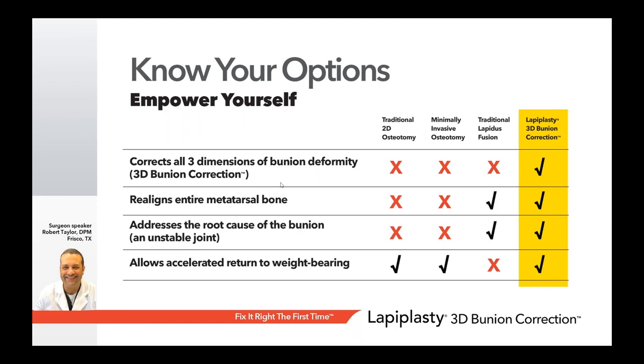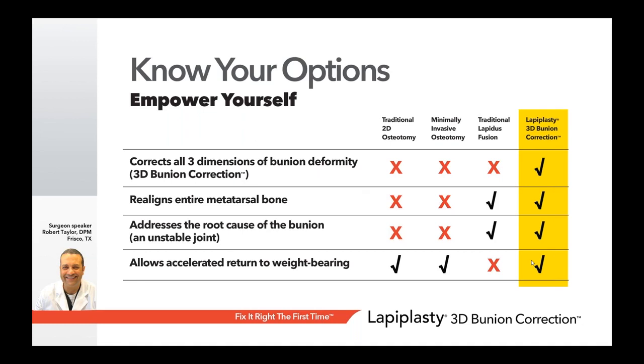I want to make sure I'm clear about this. The Lapidus procedure has been around for many years, and basically it's the fusion of the first metatarsal cuneiform joint. But again, typically we were able to get correction there in one or maybe two planes. The Lapiplasty allows that Lapidus type procedure to be performed and corrected in all three planes, and the correction done before you even make your first cut. So there is a big difference. They're similar but different.